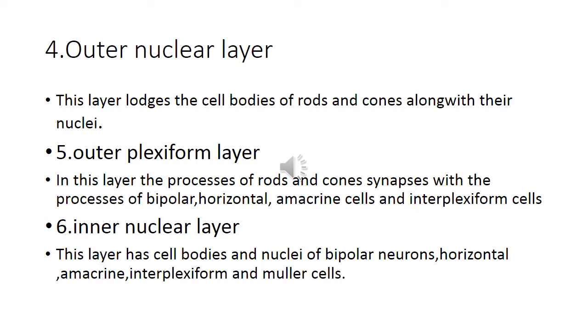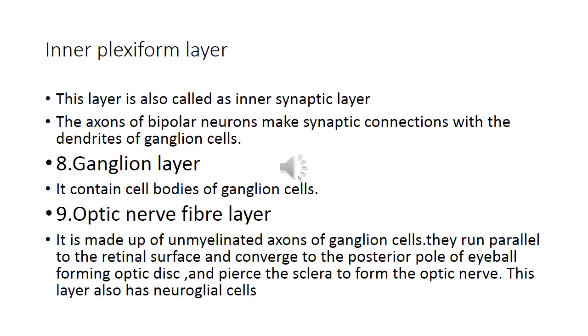Now comes the inner nuclear layer. Now this layer contains the cell bodies and the nuclei of the bipolar neurons, horizontal cells, amacrine cells, and interplexiform and molar cells, their nuclei.